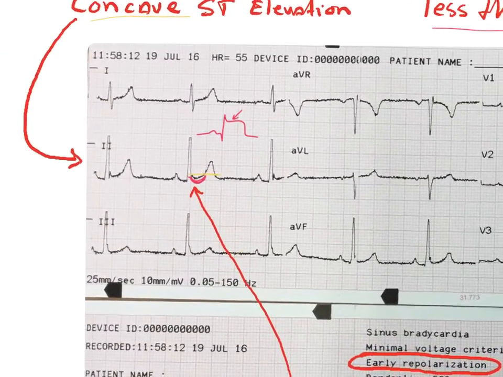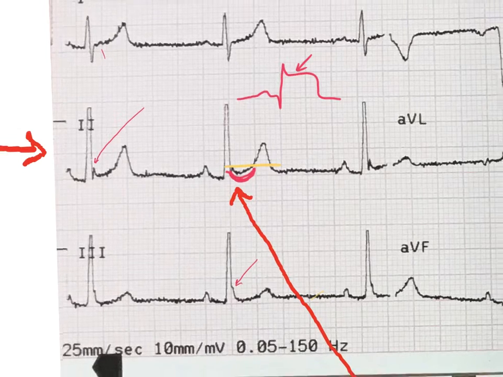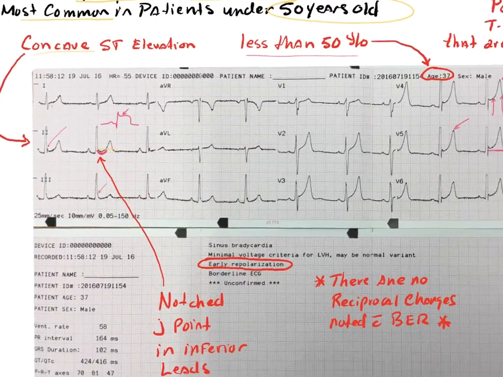You also get a characteristic notch that can develop in your J point. Do you see this little notching that happens right here? There's a little interference, but can you see the little notch there as well? So you get that notching in the J point. That is characteristic of benign early repolarization as well.